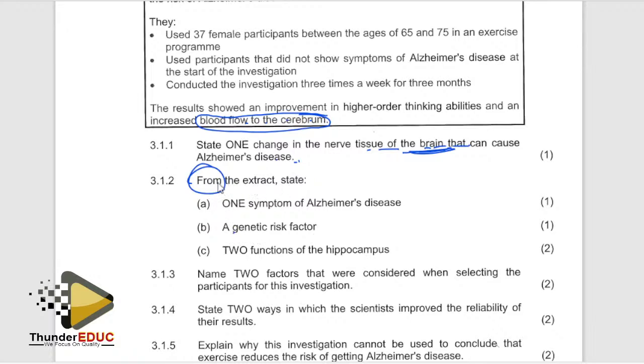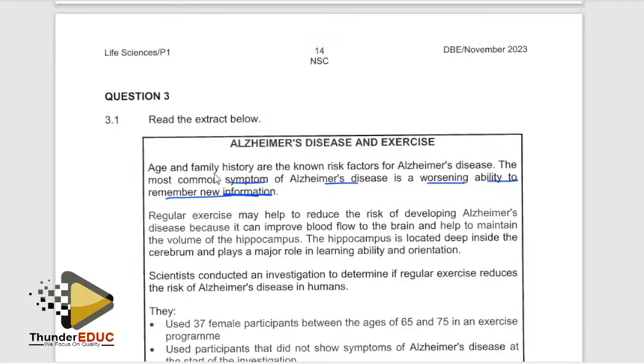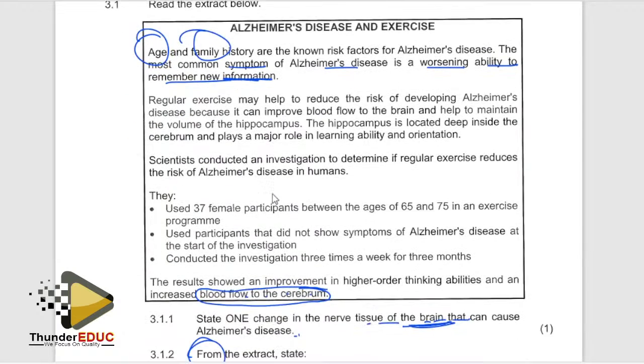State 1 from the extract, state a genetic factor. You come back here. They say that age and family history are the known risk factors of Alzheimer's disease. Age can't be genetical, but family history is genetical because you obtain it from your parents. So the answer here is supposed to be family history. Yes.